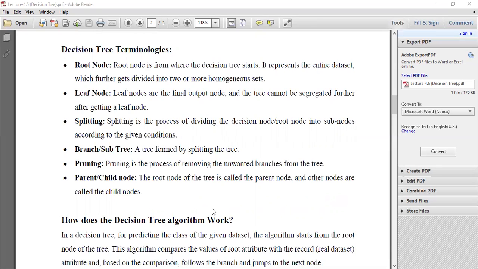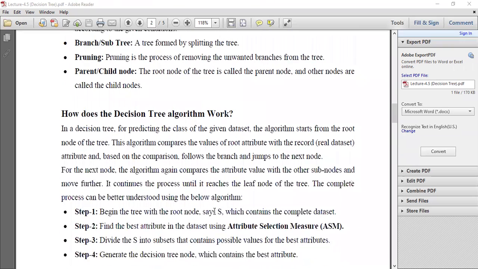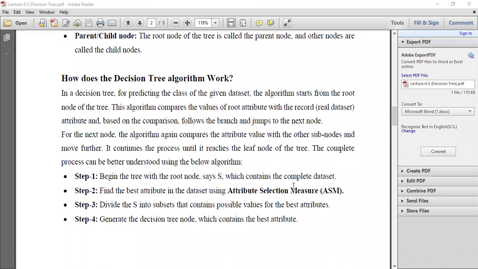Branch or subtree, a tree formed by splitting the tree. Pruning. Pruning is the process of removing the unwanted branches from the tree. Parent child node. The root node of the tree is called the parent node and the other nodes are called the child nodes. How does the decision tree algorithm work?